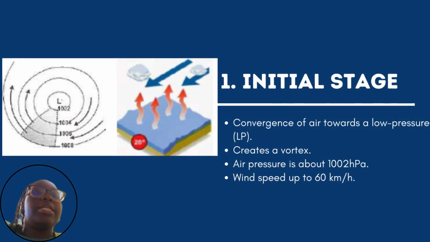So the first stage is the initial stage, right? And we have, again, the convergence of air towards a low pressure cell, which creates a vortex, and we usually have air pressure that is about 1,002 hectopascals and wind speeds that are up to 60 kilometers per hour. So if you can see on that image, you need a temperature of above 26 degrees Celsius. So that's the warm air, and then the air is converging towards the low pressure in a clockwise direction.